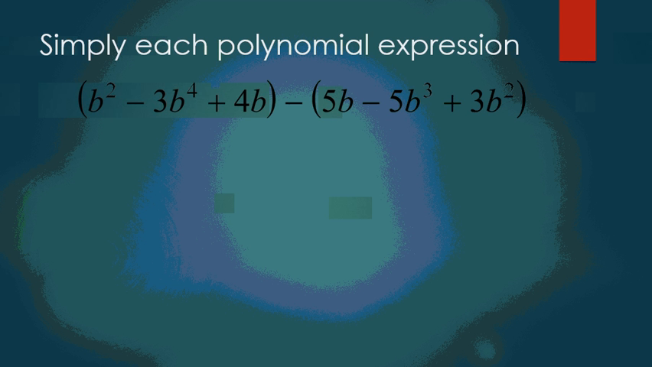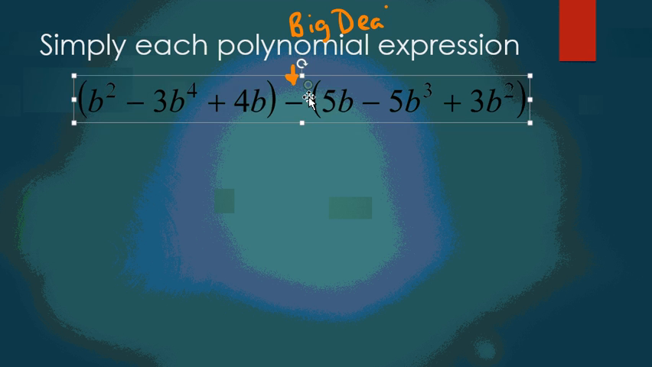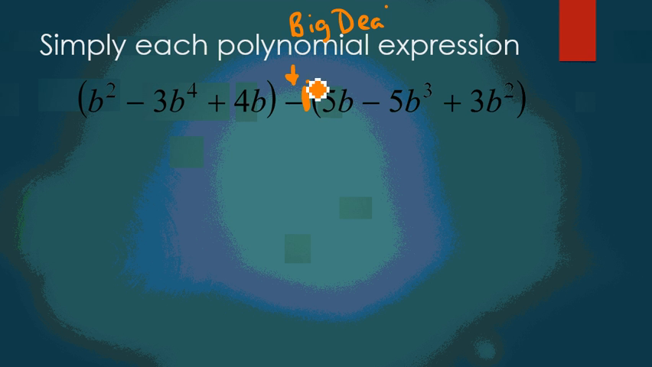All right, so in this one, we need to simplify this expression. The difference is this sign right here, and that's kind of a big deal. That means that I need to make that a 1. Put a 1 right there. And that's really saying negative 1. It's actually saying this whole thing plus a negative 1 times all of that inside.